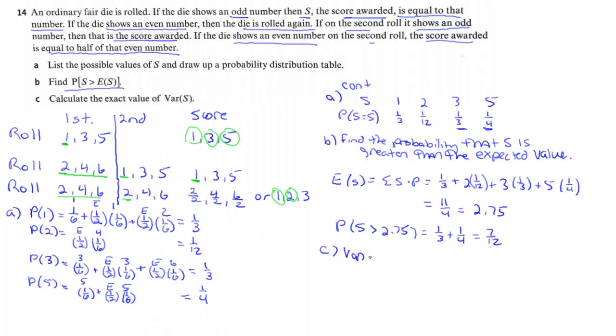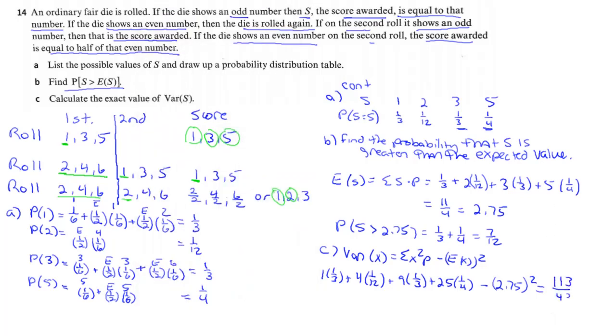Now, the thing is, I can't just write the answer. I have to write down what I did, and I can't say I used the calculator. So here's the formula that I'm going to use. It's the sum of the x squared times the probabilities minus the expected value squared. And so all I'm going to do now is write what I just put in the calculator. 1 times 1/3 plus 4 times 1/12 plus, whoops, that's a 9, 9 times 1/3 plus 25 times 1/4, and take away 2.75 squared, and then I can put the answer is 113 over 48. And that's all there is for that one.